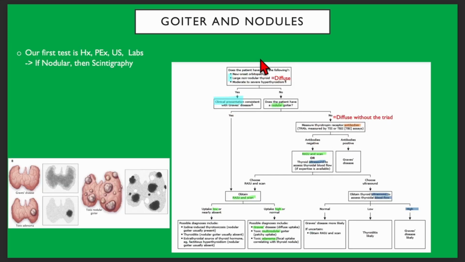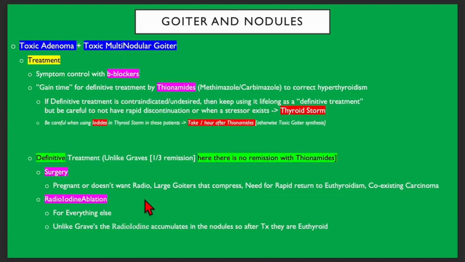Okay, so this we said already. Do you have the symptoms of the triad of Graves? No. Is it nodular? Yes. So do the scintigraphy and differentiate them. And that's how you will differentiate them. And the treatment, again, beta blockers because it's hyperthyroidism. We try to gain some time for definitive treatment with thionamides.